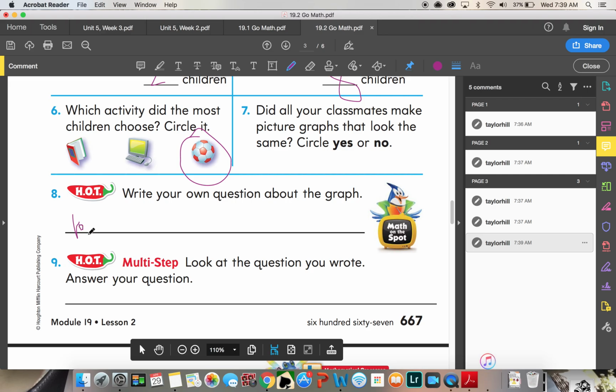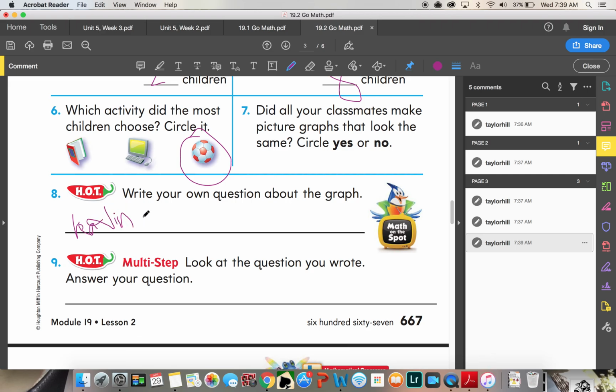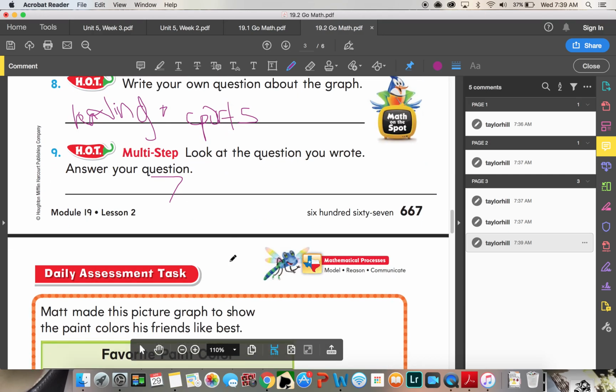So reading and sports. And 7 is my answer.